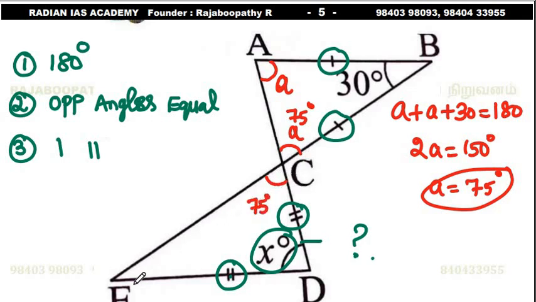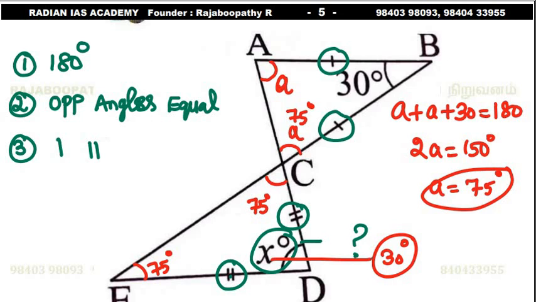In this triangle CED, CD is equal to ED. Therefore, the angle opposite to ED is 75 degree. Therefore, the angle opposite to DC is also 75 degree. So this is 75, 75, 150. Therefore, this x has to be 30 degree. Understood? So this is a basic problem; with basic geometry knowledge of 6th standard you can solve this problem.